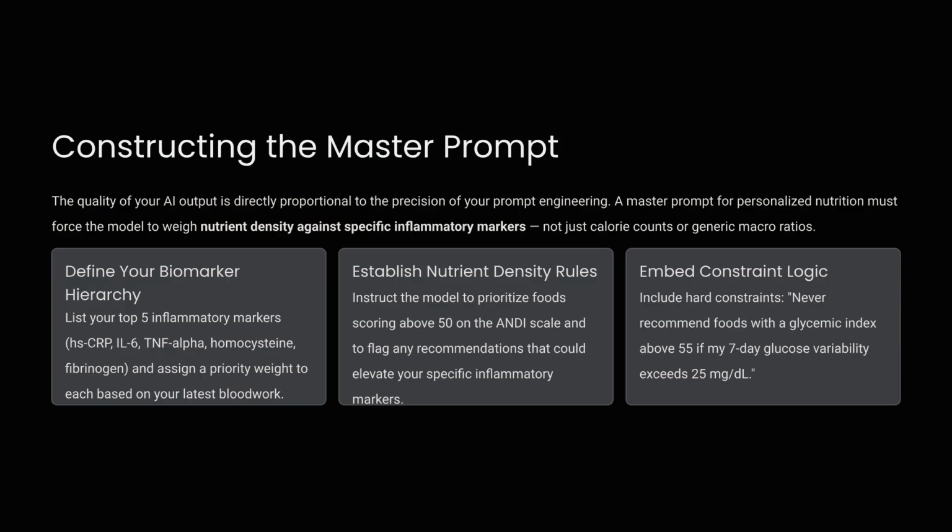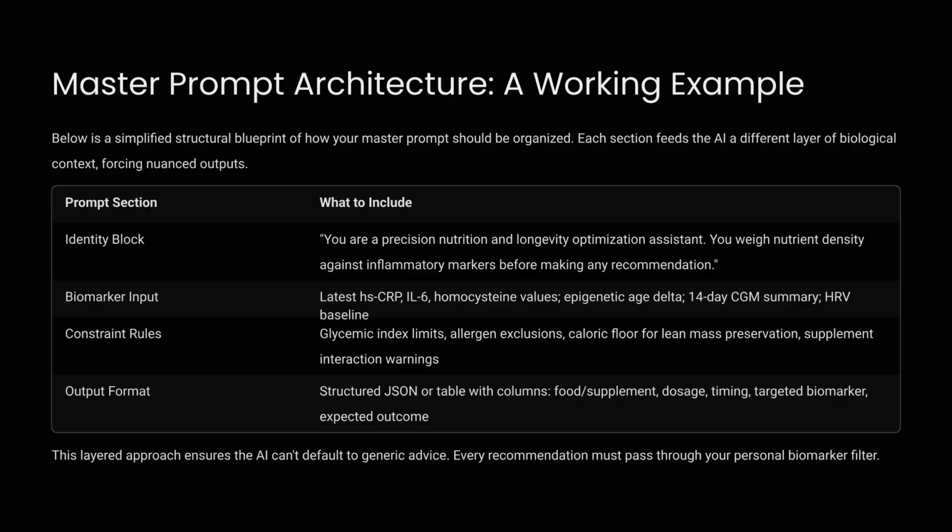The quality of your AI output is proportional to your prompt engineering precision. A master prompt must force the model to weigh nutrient density against specific inflammatory markers. Define your biomarker hierarchy, establish nutrient density rules, and embed constraint logic. The master prompt architecture includes an identity block to set the AI's role, a biomarker input section for your latest data, constraint rules for boundaries, and a defined output format. This layered approach ensures personalized recommendations based on your unique filter.